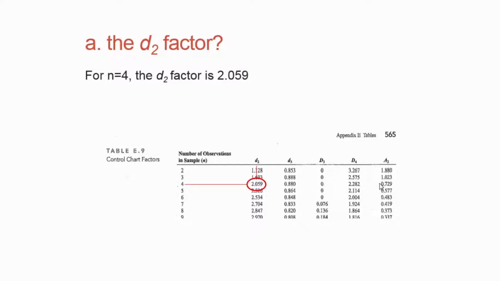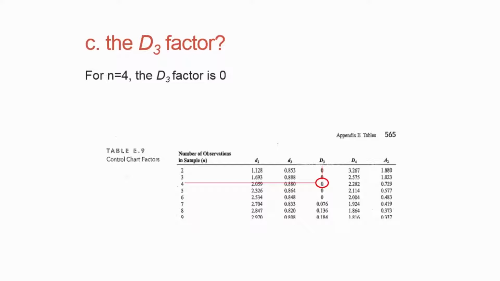Okay? Small d2 is 2.059, d3 is 0.880, and we're not going to use both of those a whole lot because we're going to use the other form of the formula, but the 3 that are most important for our purposes will be the next 3. Notice, if n equals 4, the capital D3 factor is equal to 0. And what that means is we're not going to have to worry about the lower limit because 0 times anything will give me 0. And the D4 factor is 2.282, wherever the sample size is 4.